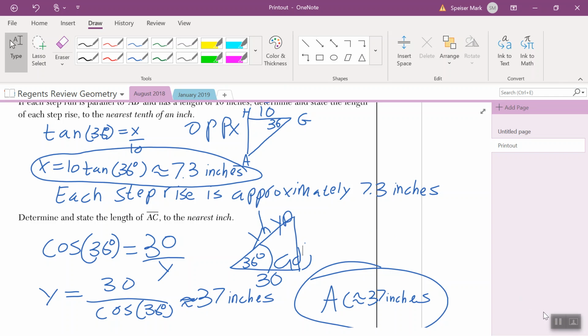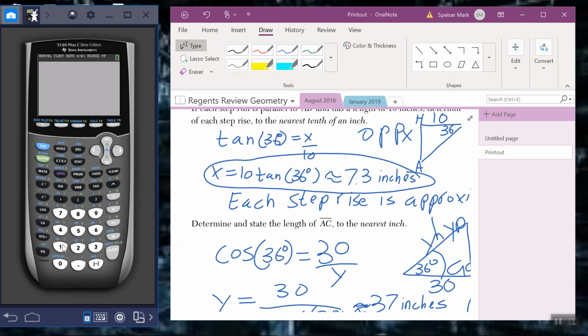Let's just go over what the calculator will look like for this. For the first part, 10 times tangent of 36. Also make sure your mode is right: degree mode. 10 tangent 36 is 7.26. So let's say your calculator is in the wrong mode. Let me show you a cool trick. So 30 divided by cosine 36. It's second apps. Go to the first symbol, which is a degree symbol. Even in radians, this will work. Close the parentheses, and you get 37.08, or 37 inches. Let's continue. On to question 34.